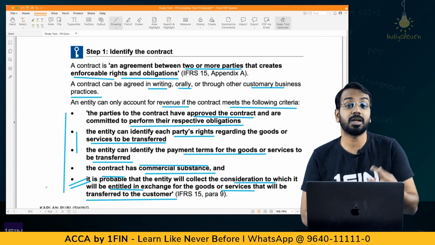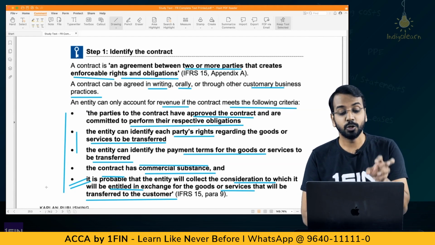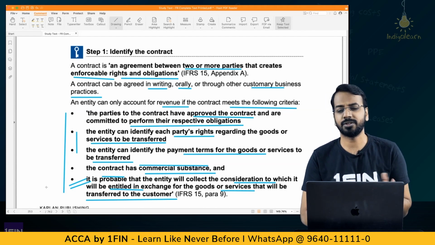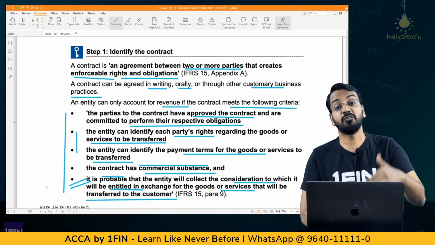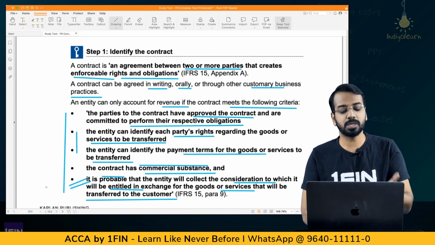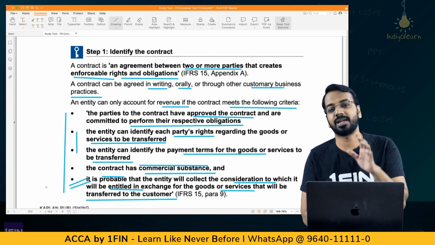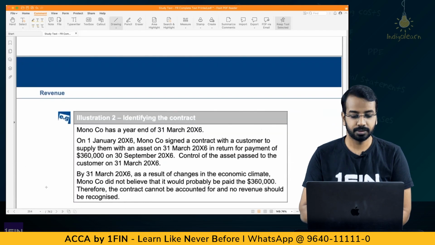If the contract does not have, let's say, commercial substance, then you will not recognize it under IFRS 15. You will deal with it with respect to other accounting standards. If payment terms are not clear, only once the payment terms are clear can you recognize the revenue. Let's have a look at this example.